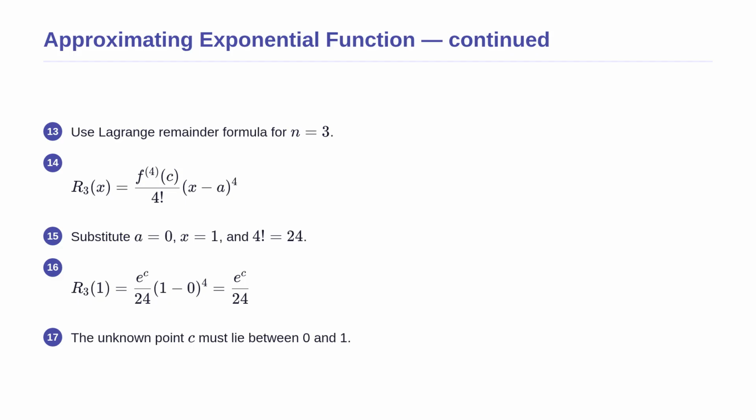Since our guess is not perfect, we must figure out the maximum possible error. We use the Lagrange remainder formula for n equals 3. This means we need the fourth derivative evaluated at some unknown point c, which must lie between our center of 0 and our target of 1. The denominator is 4 factorial, which equals 24. Because the function is e to the power of x, the fourth derivative is still just e to the power of x. So we plug in c to get e to the power of c in the numerator.